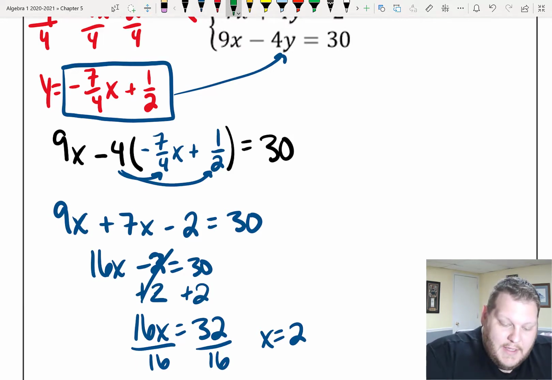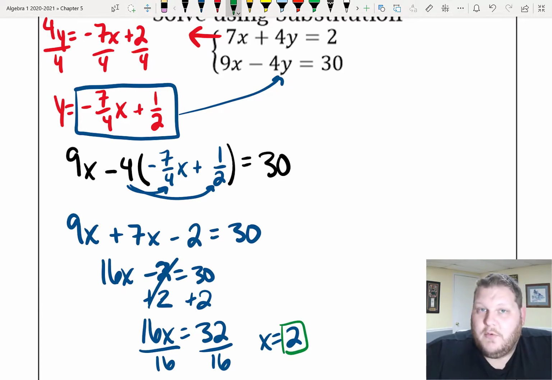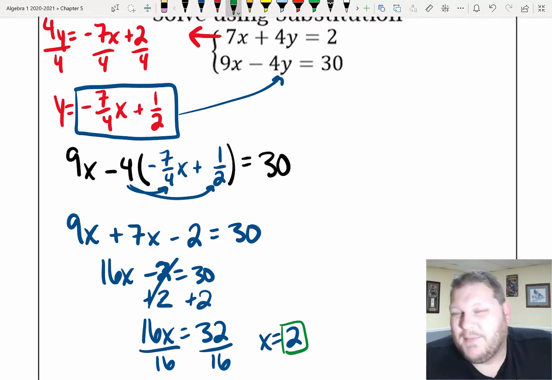Now that I have that, I'm going to take this positive 2 and plug it back into one of my 2 original equations. So I'm going to take this positive 2 and I'm going to plug it into either the top equation for x or the bottom equation for x. I'm going to go back up to the top one.